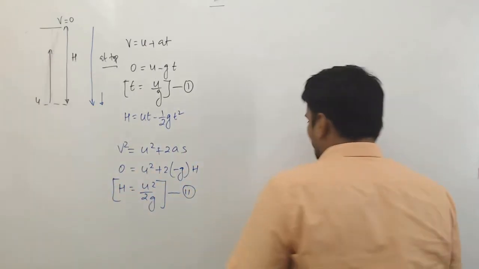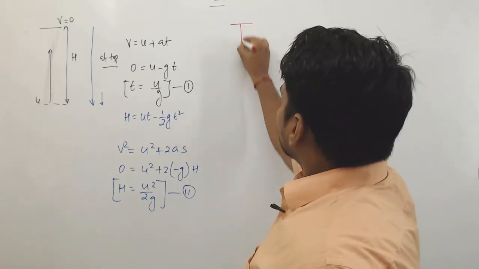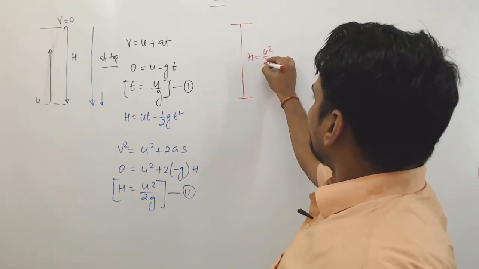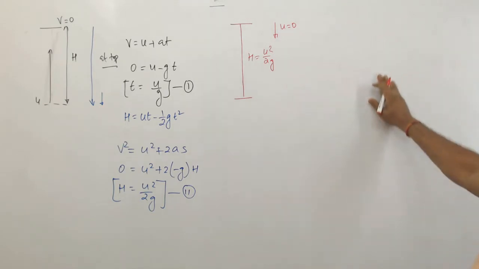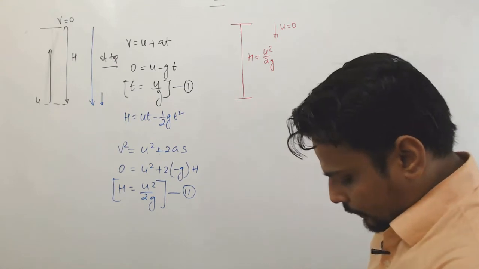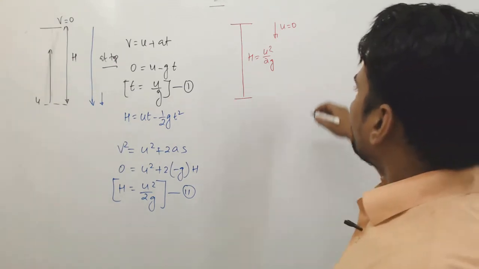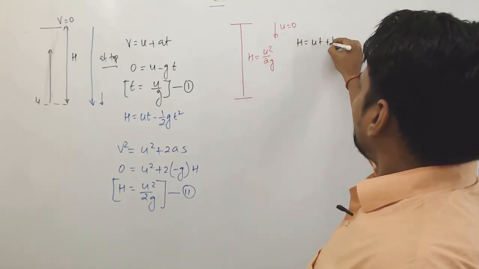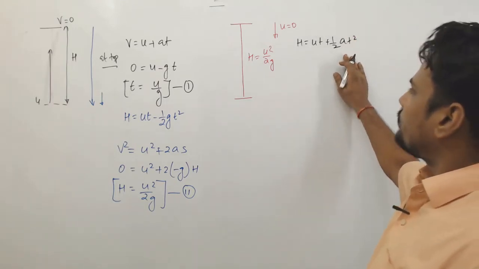Now when it is coming down during the downfall, it was at a certain height, and the height we already found is u square upon 2g. When it starts coming back, initial velocity is going to be 0. Now we need to figure out how much time it would take to come down. If I could prove that it equals that, our job will be done. Now we know that h equals ut plus half at square. In this case, a is going to be minus g, downward.